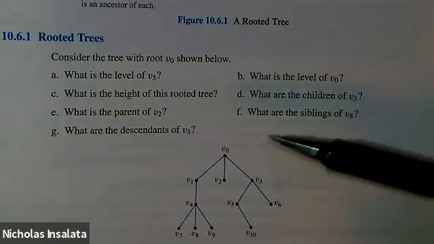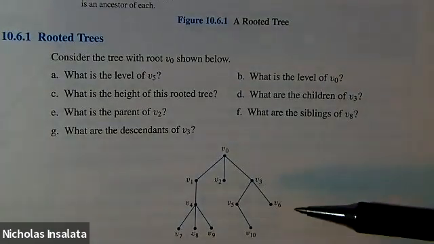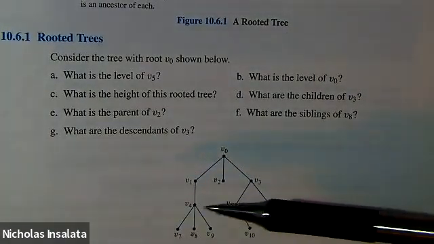How many vertices are at level 2 in this tree? 3, very good. Because here's level 0, level 1, level 2. We've got 3 vertices on level 2.